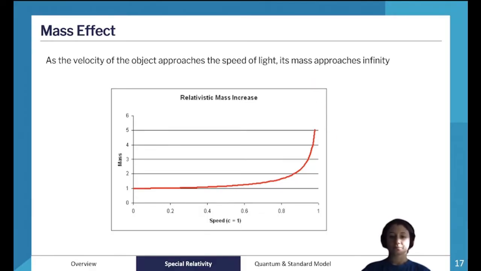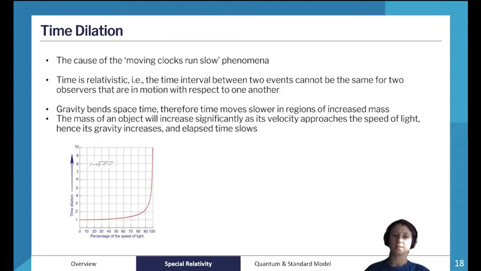So now let's get on to the next effect, and this is time dilation. Time dilation is probably the most famous effect that you would have heard of. I know it's the one that I heard of before I got into year 12. And this is kind of the more time travel-esque one. So this is the cause of the moving clocks run slow phenomena.